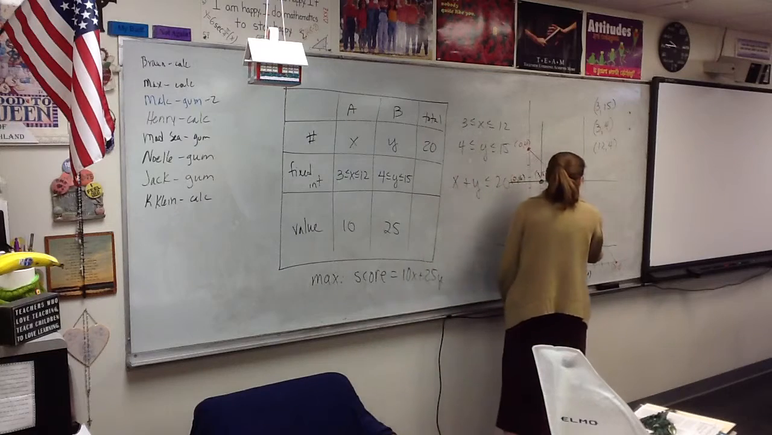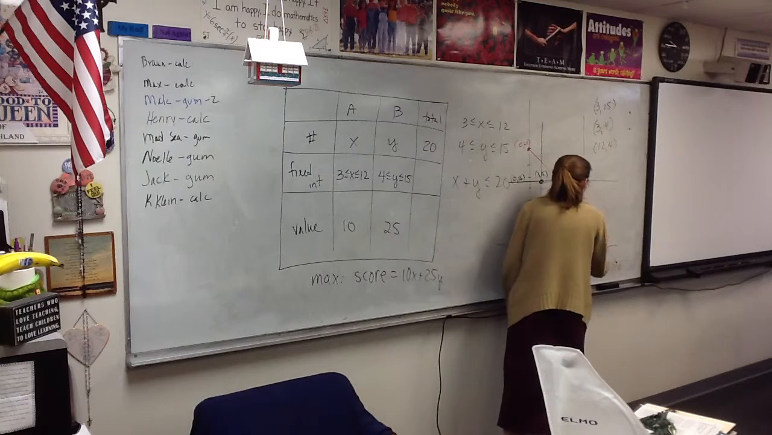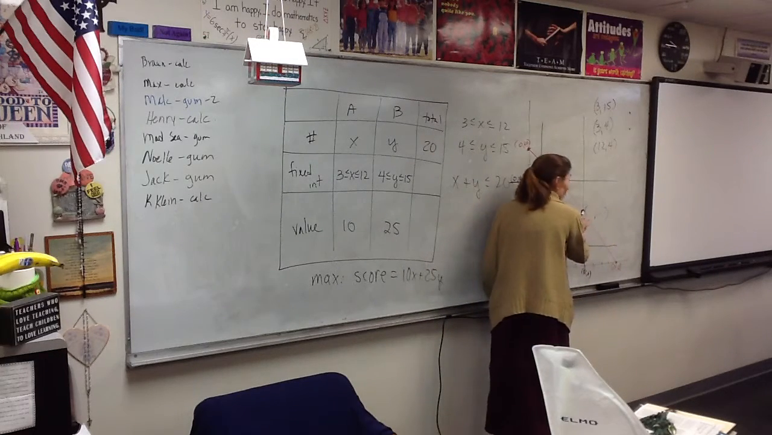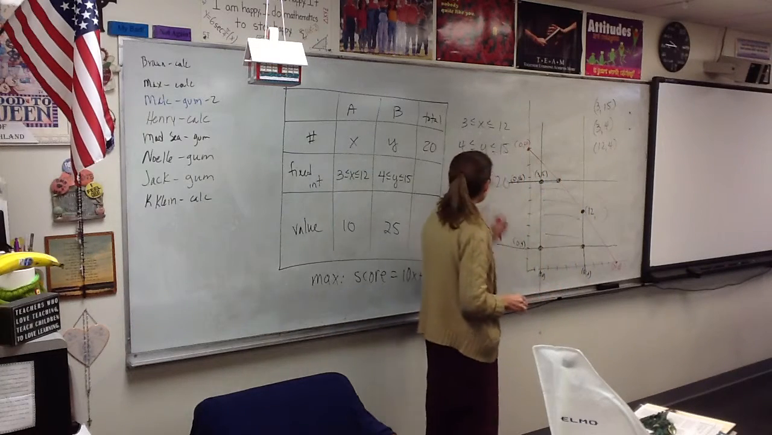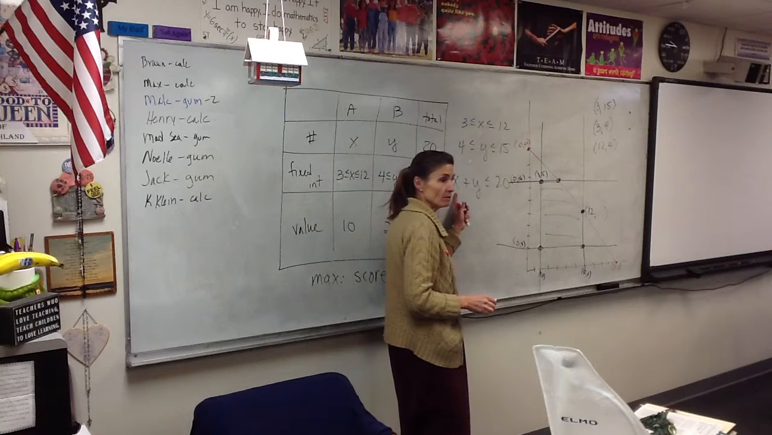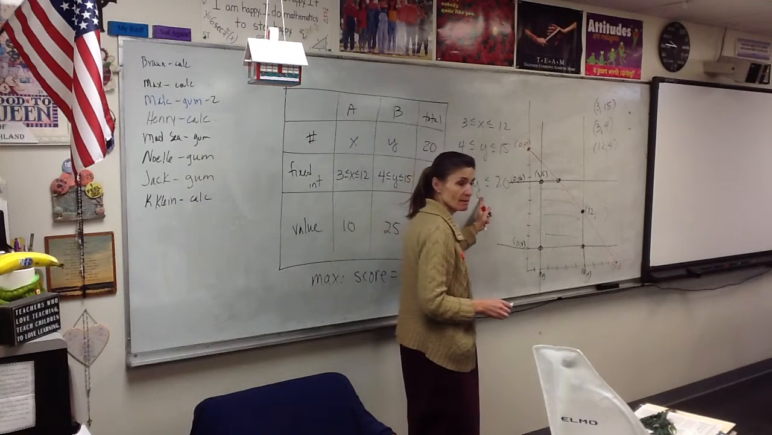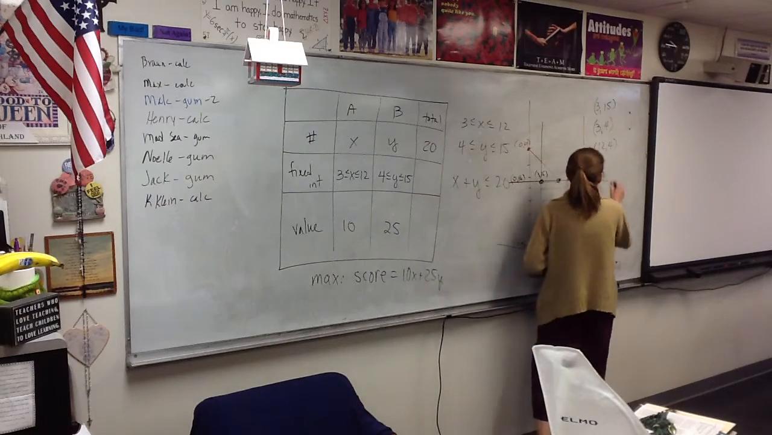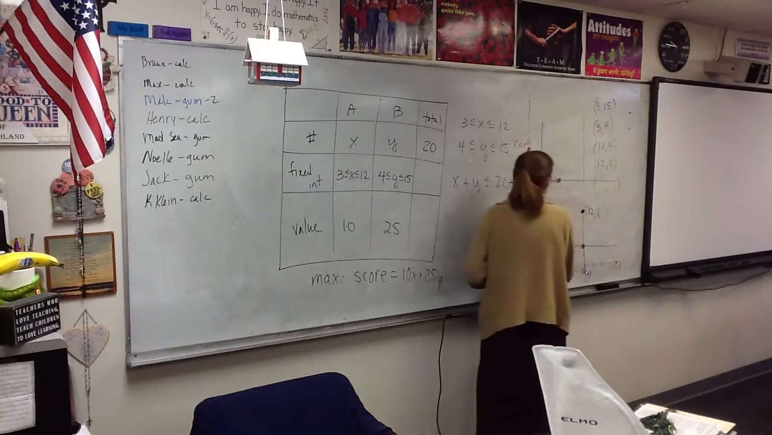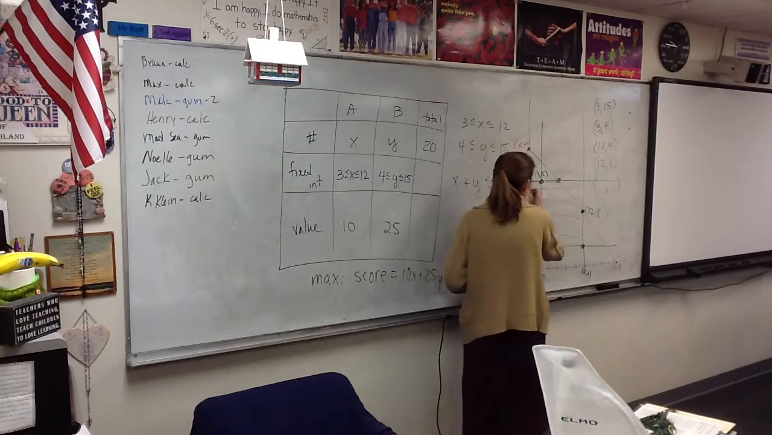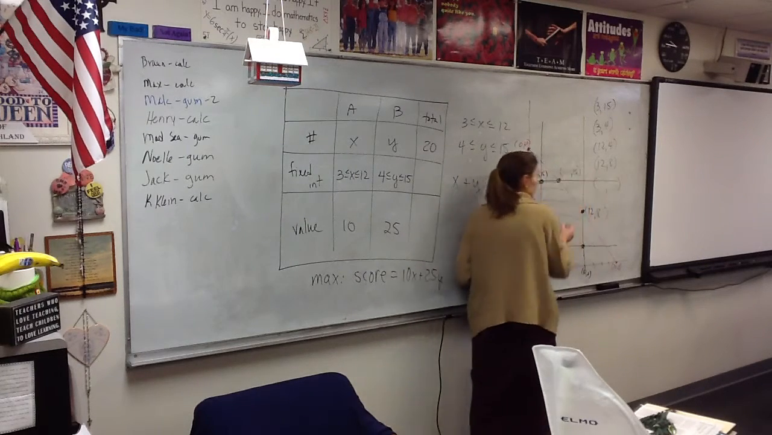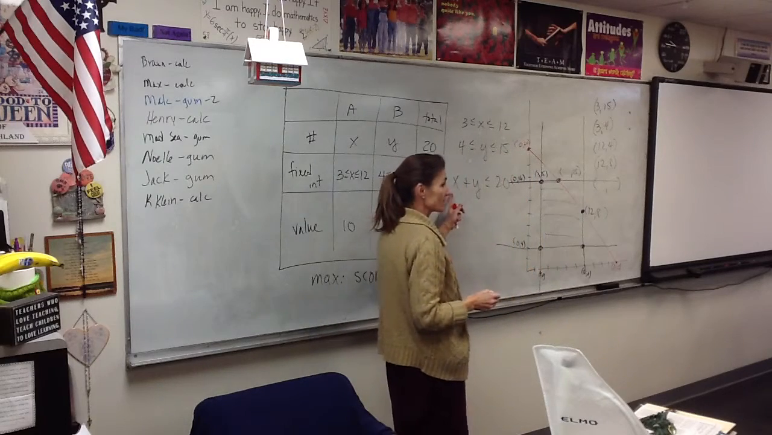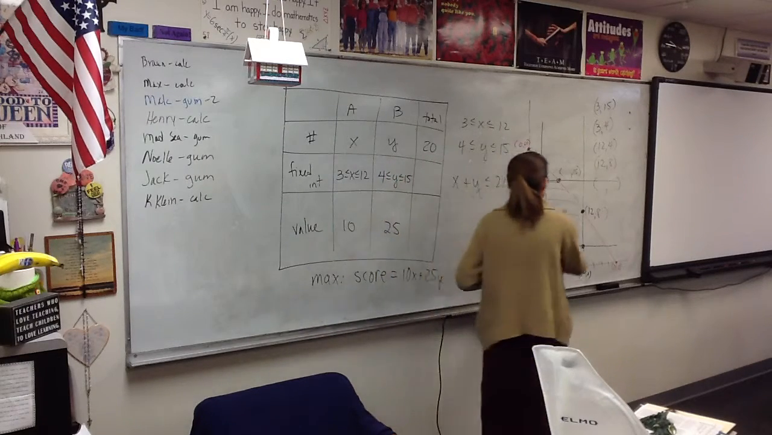Now, what do I know for sure about this point right here? I know his x is 12. If his x is 12, his y has to be 8. And this guy, what do I know about him? His y is 15, which means his x has to be 5.